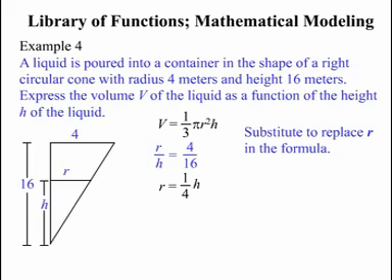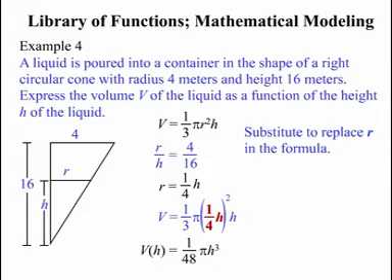So now I'm going to replace r in the formula. So V will equal 1/3 pi. Instead of r squared, it becomes (1/4 h) squared times h. And (1/4 h) squared would be 1/16 h squared, times h would give you 1/16 h cubed, times 1/3 would give you 1/48 pi h cubed.